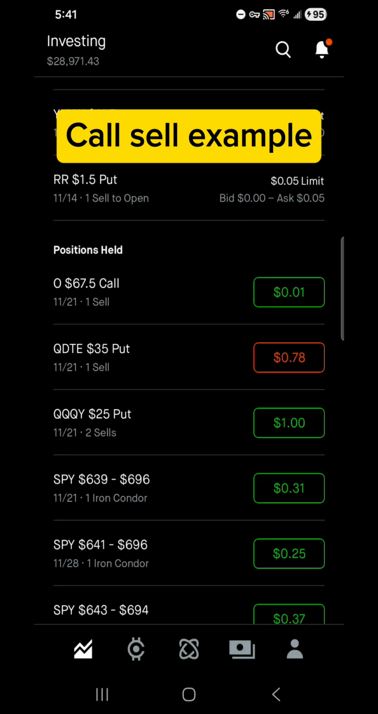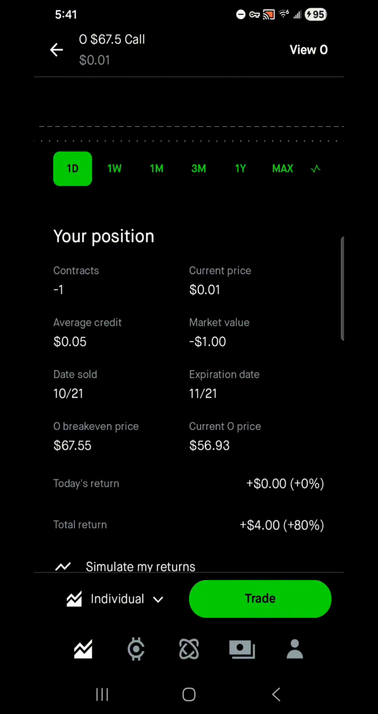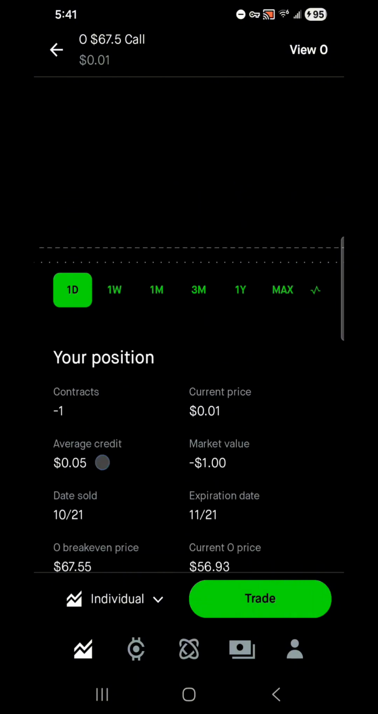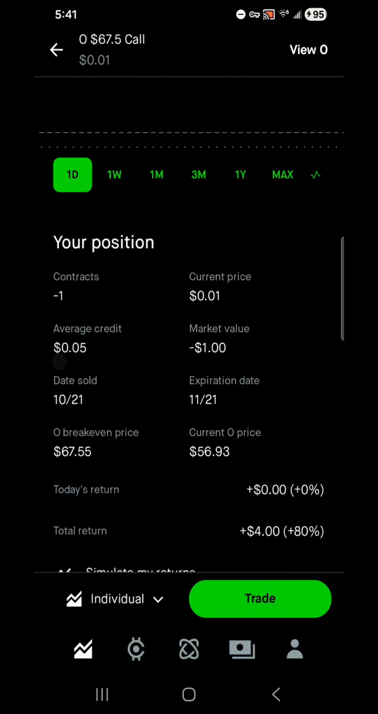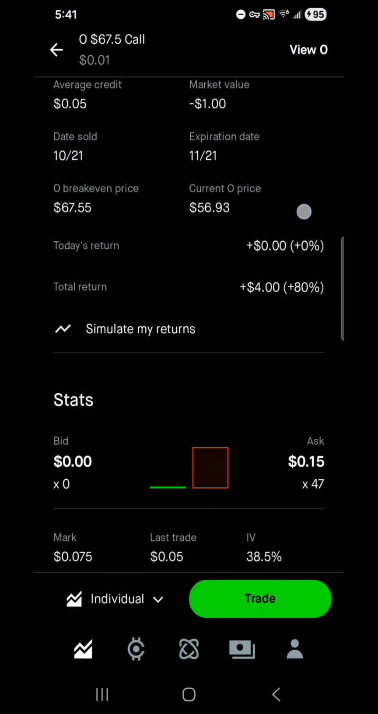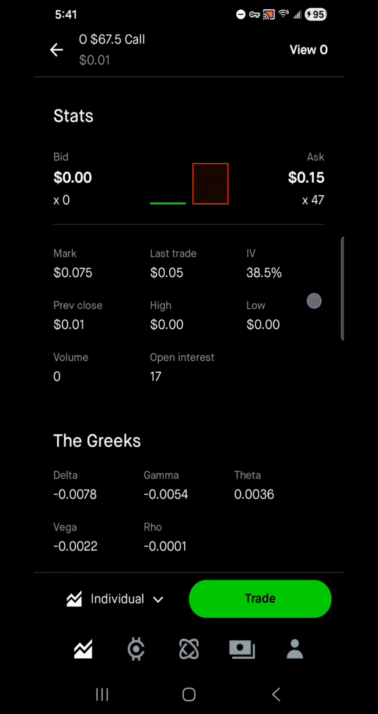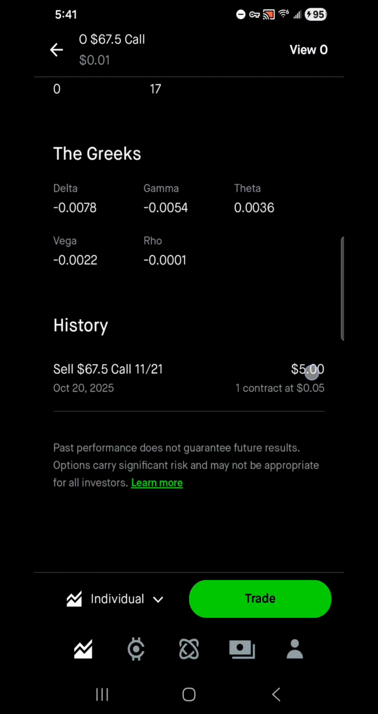If I went into this O call, I have one contract. I sold a call. I received $5 to get into this deal. If I wanted to close it out, I would have to pay $1. However, some of these options contracts only let you trade in 5-cent increments, so it wouldn't really make sense for me to close it at $5.